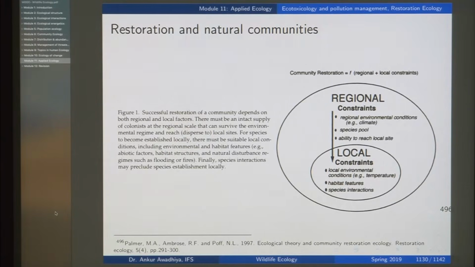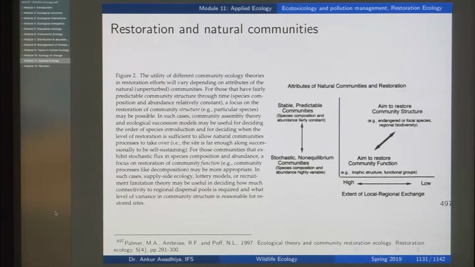Then we looked at certain degrading and restoration actions, and whenever we are talking about restoration of natural communities, it is a function of the local constraints and it is a function of the regional constraints, especially the connectivity. And then we saw that if there are communities that are not yet at equilibrium and they are very highly connected to the surroundings, in that case, if we aim to restore community function, that will be good enough, because the organisms will be able to move from the surroundings and maintain the structure of the community by themselves.